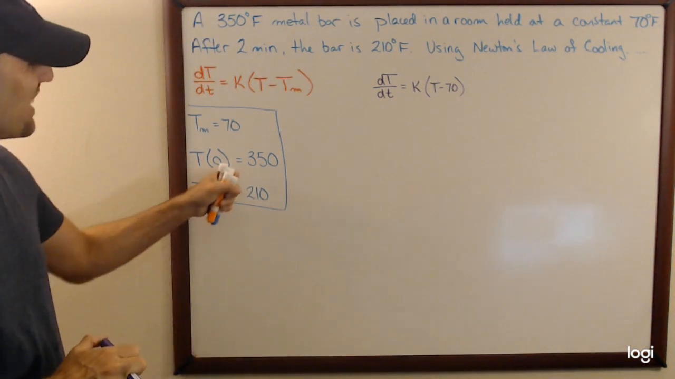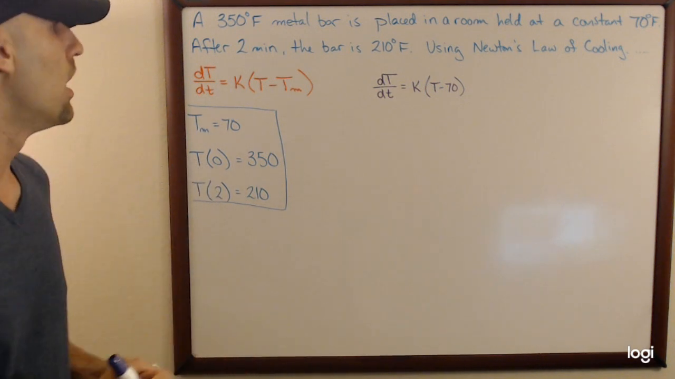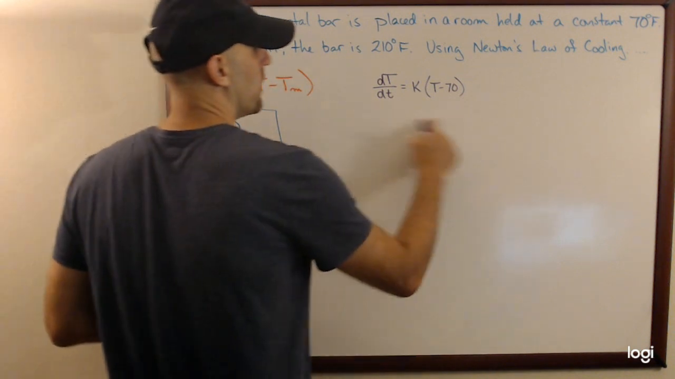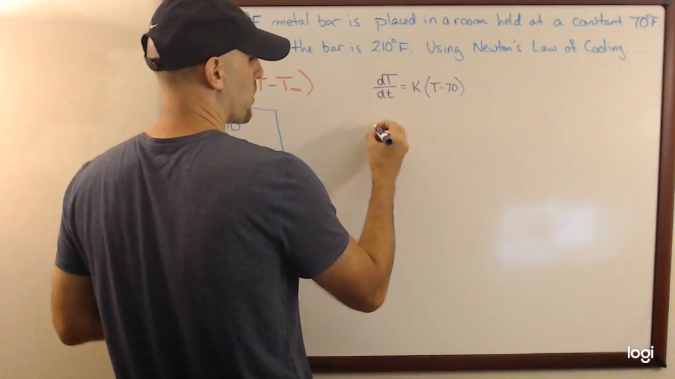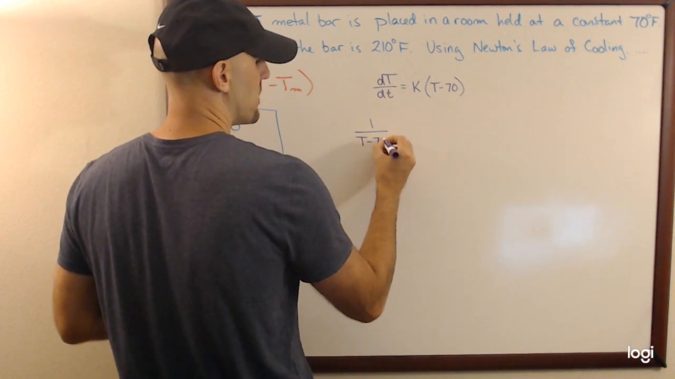Well, yeah, but I can't use these two pieces of information until I actually get my model. But this is separable. Okay. All right. So let me go ahead and see if I can rearrange this a bit. Let me divide by T minus 70.